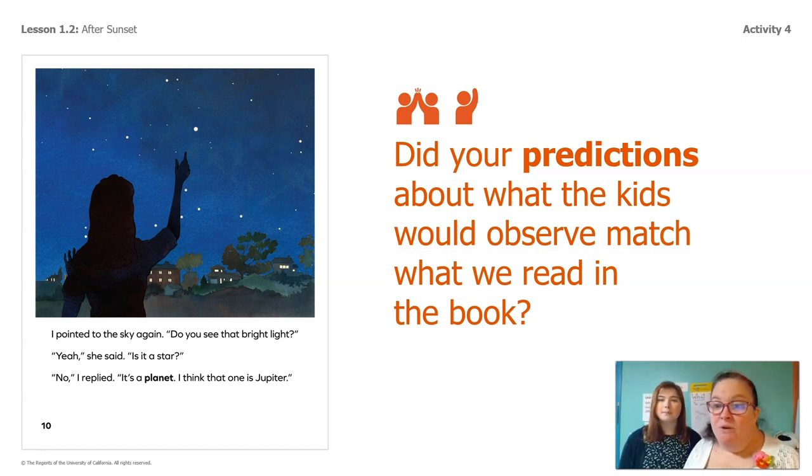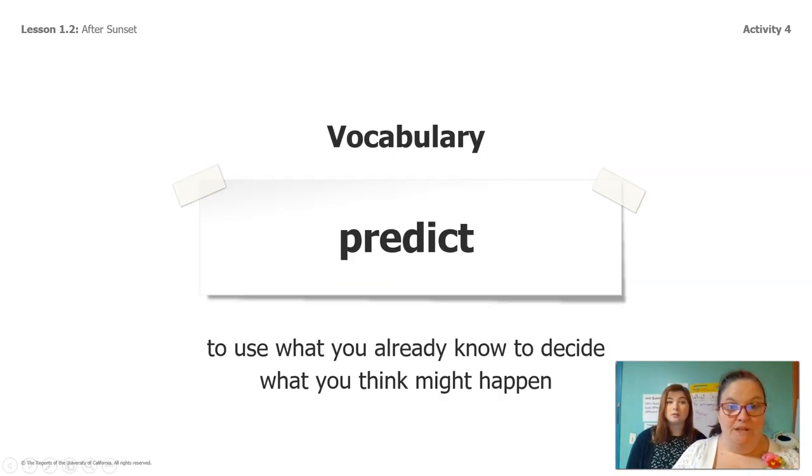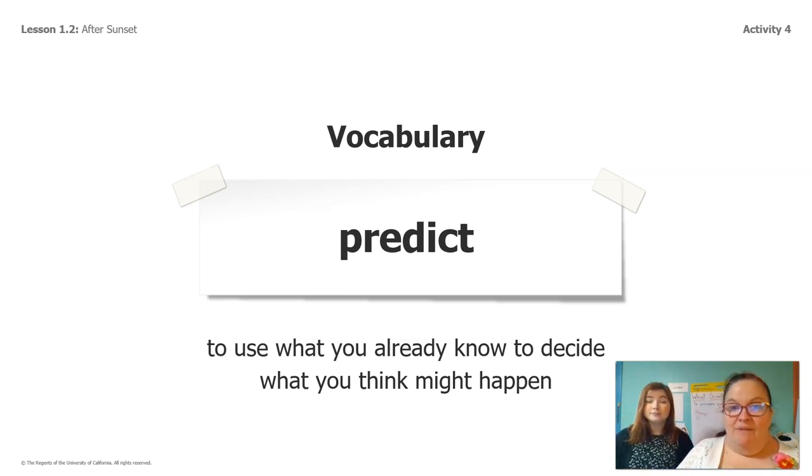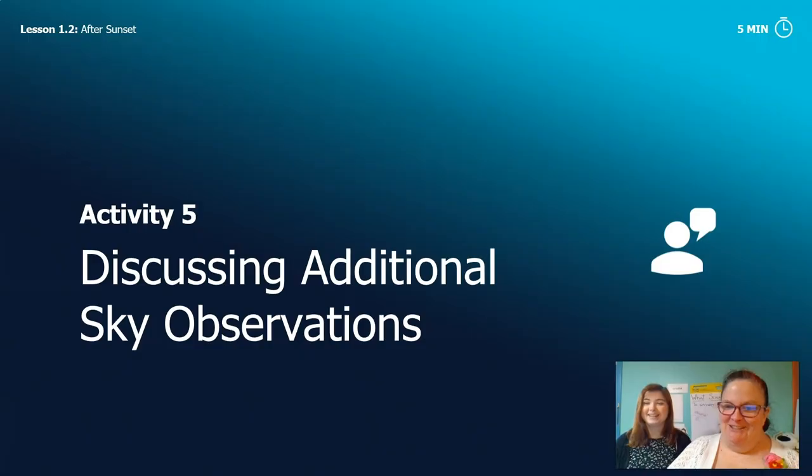Right. But we didn't predict everything, right? Did we predict that they were going to see a planet? No, I didn't think they were going to see a planet. Yeah, I didn't think of that one either. So I already put predict up on our word wall so that we remember that prediction is a really important thing that we do when we decide what might happen. We're going to be doing a lot of predicting in this unit.